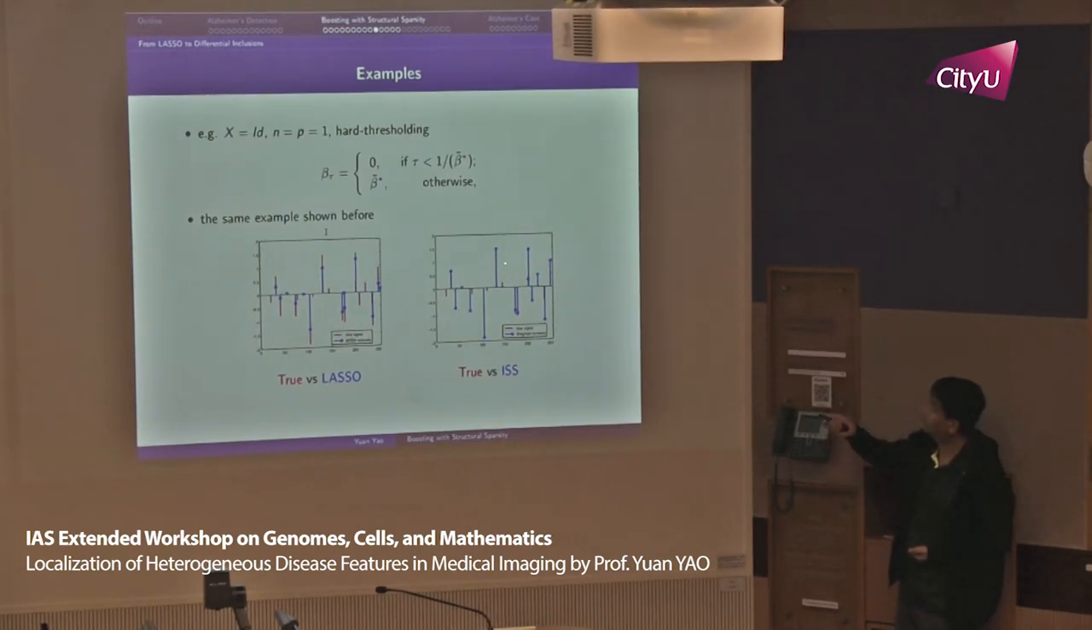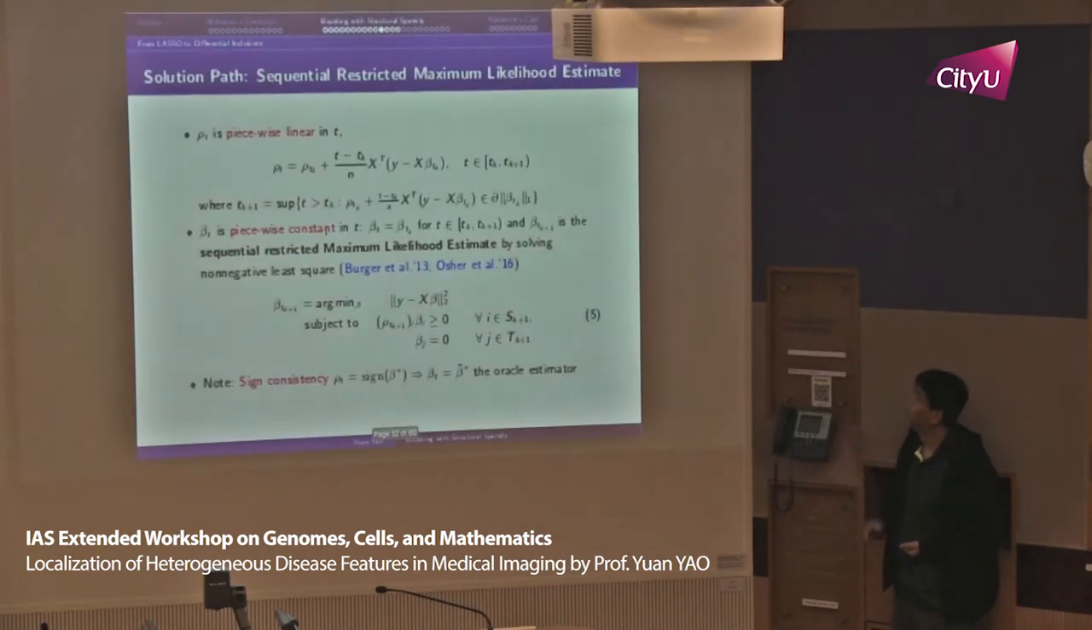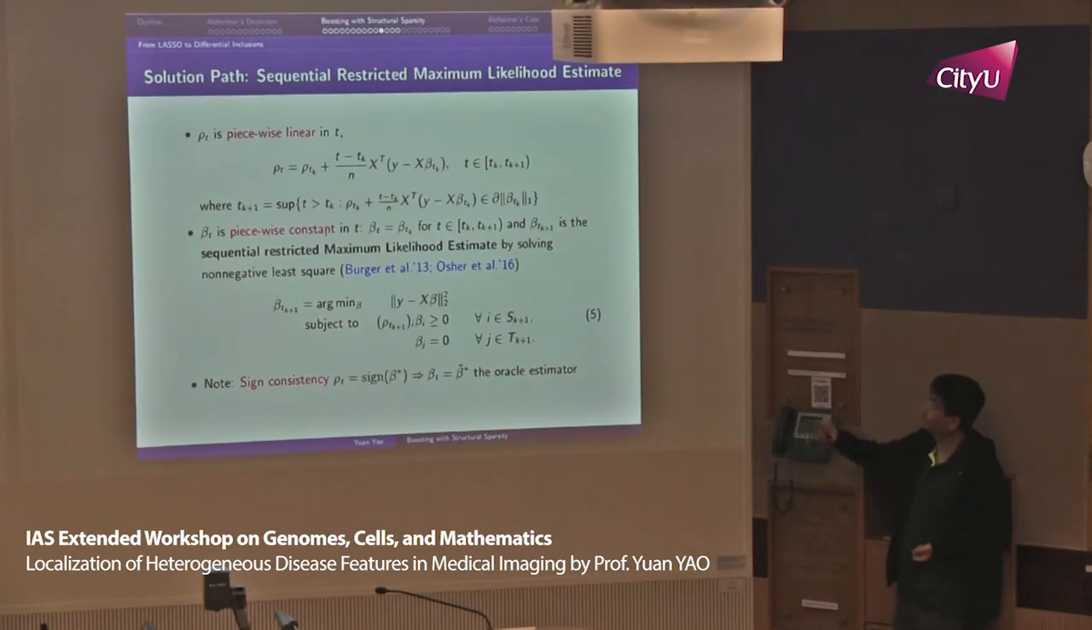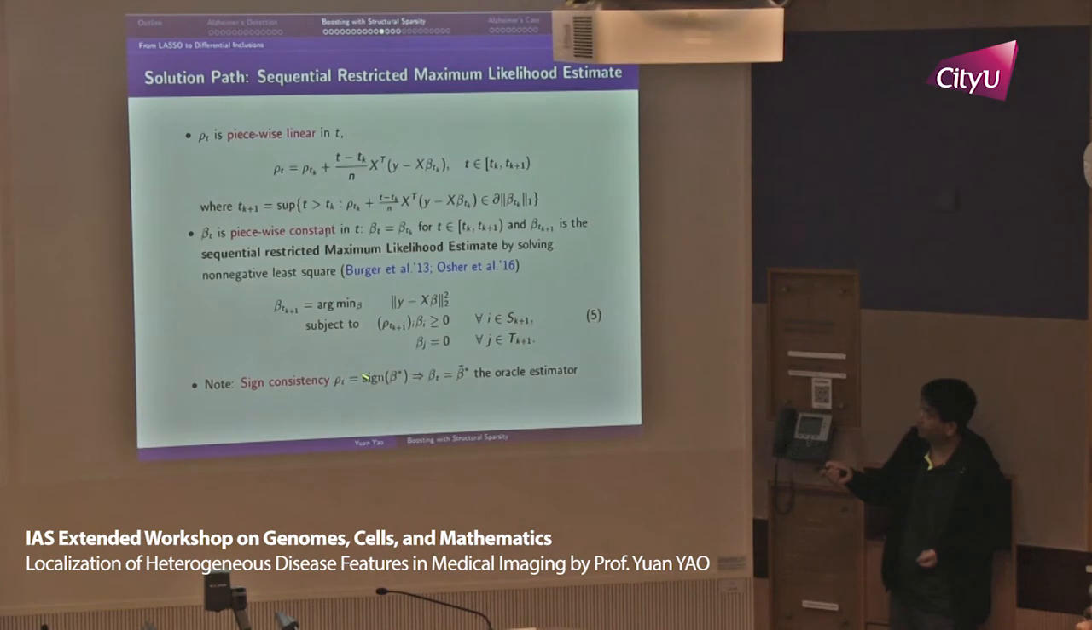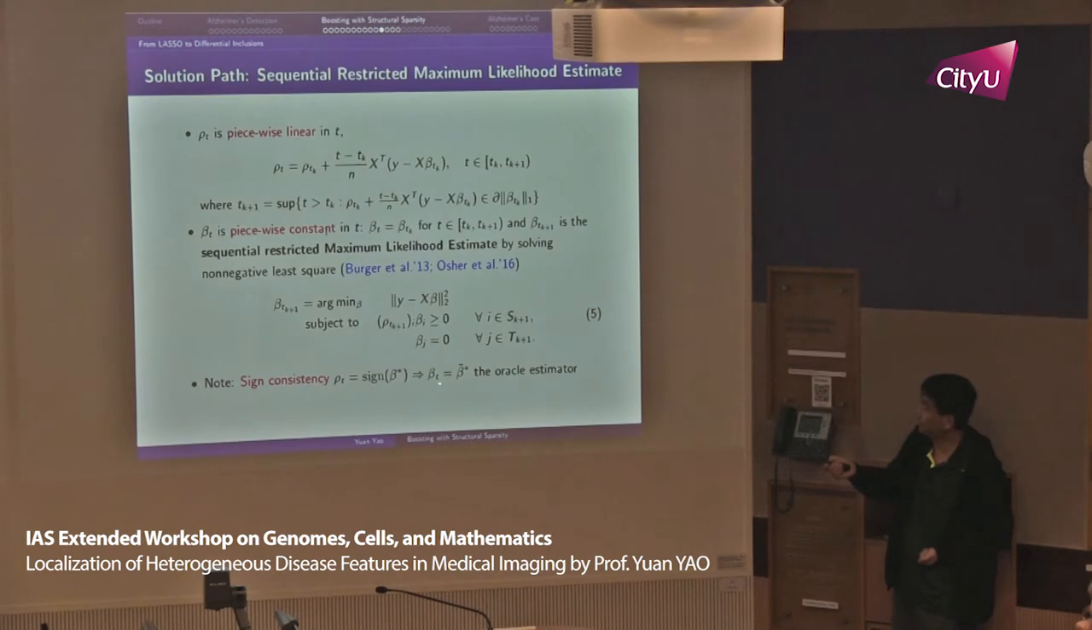You can see the estimate is very close to the original in magnitude, so that removes the bias. And how to solve that? Actually, you can solve it using a sequential restricted maximum likelihood. We don't need to talk about it in too much detail. The most important information is here. In this dynamics, once at any particular point you reach the sign consistency, in the sense that rho at t equals the sign pattern of the true parameter, then you immediately get the oracle estimator at this point. So you get the debiasing effect here.